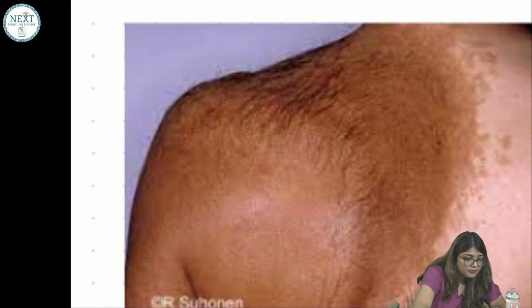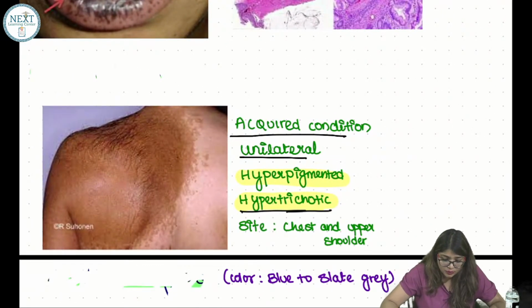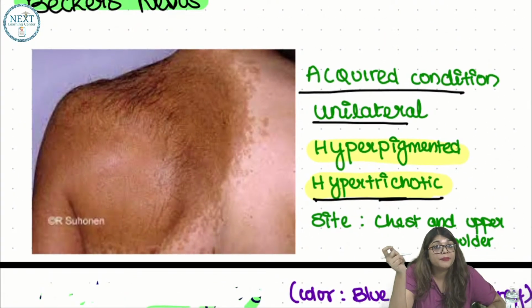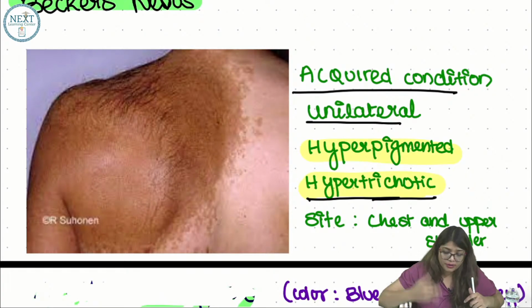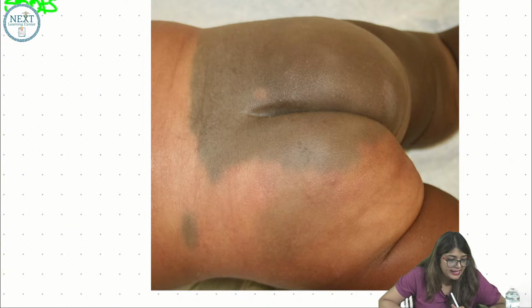There is a difference in the chat, right? Everybody is replying. Yes, this is now your Becker's nevus. It is hyperpigmented, plus there will be hair present on it. What about this one? What about this one?